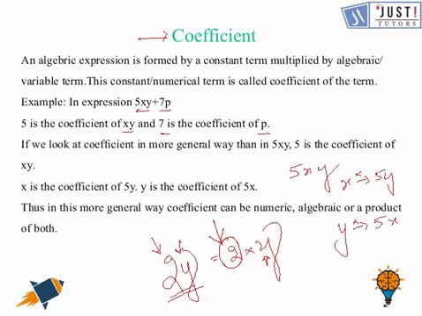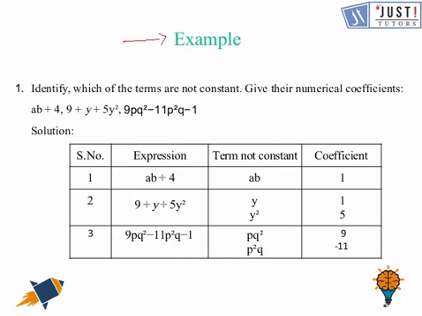Now we move ahead and here is an example for you. In this example, you need to identify the non-constant terms, and we can make a table like this. Here's the expression, here are the terms which are not constant, and then we find the coefficient of each. If the expression is ab plus 4, the non-constant term is ab. As we can see, ab has no number mentioned, so we can say the coefficient is 1.